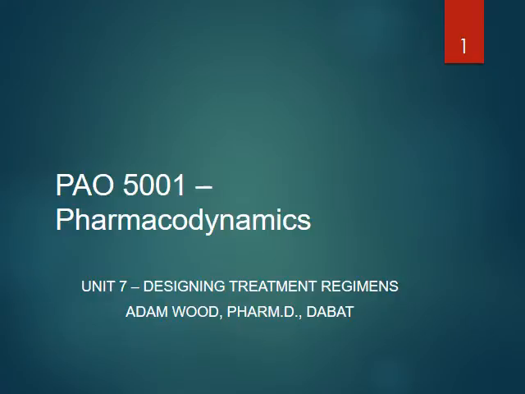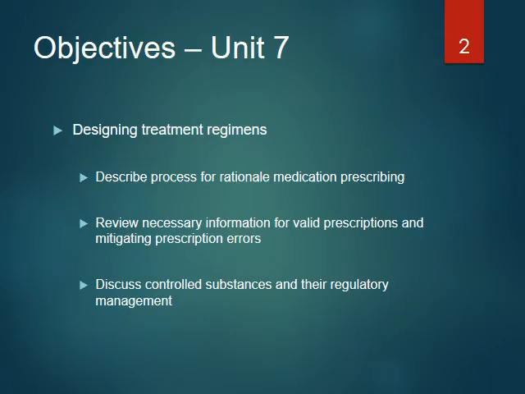Today we're going to be going over Unit 7, which will be designing treatment regimens. The objectives today include going over our process for how we come up with a rational approach for medication prescribing, making sure that we're using the appropriate medications and the right amounts and the right timing and factors like that. We'll also look at a couple other subjects, including the necessary information for valid prescriptions, and some ways that we can help to mitigate prescription errors.